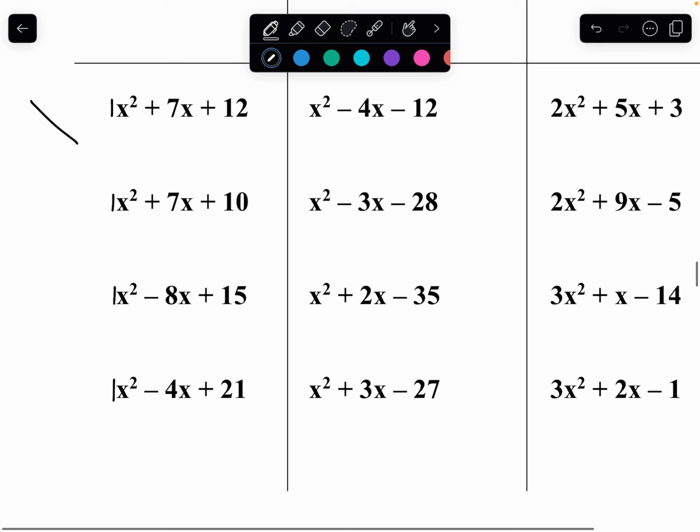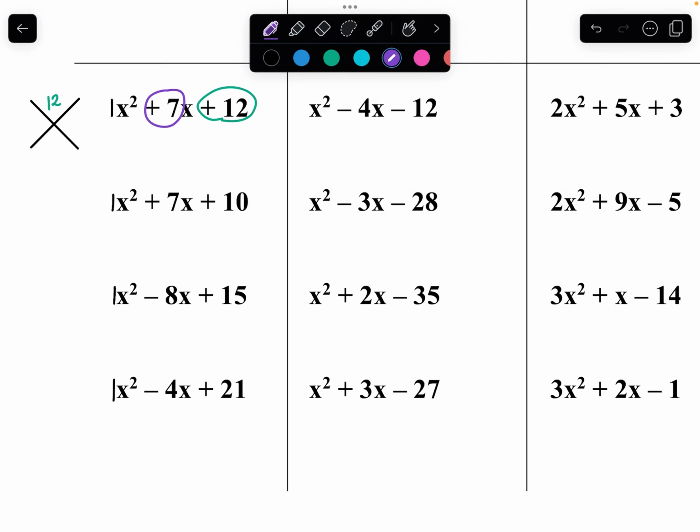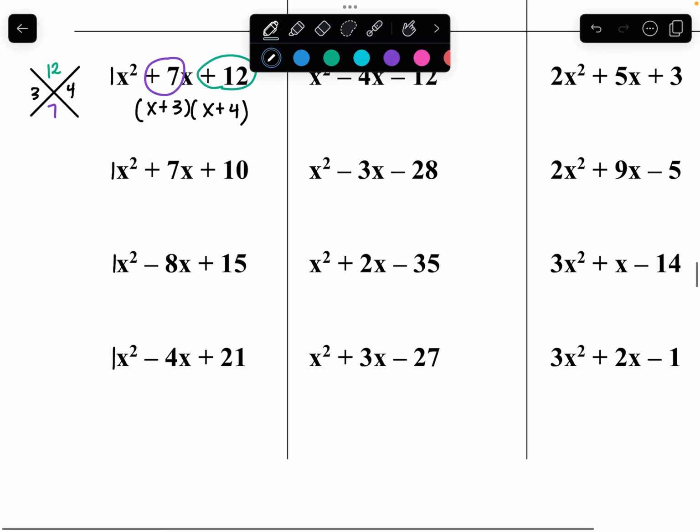You're looking for 2 numbers. I like to use the x method to organize it. You're looking for 2 numbers that multiply to 12, the c value, that add to 7, the b value. Okay, and so these numbers would be 3 and 4. 3 times 4 is 12, but 3 plus 4 is 7. So once you have those numbers, those are going to show up in your factors. So this factors to x plus 3, x plus 4, either order.